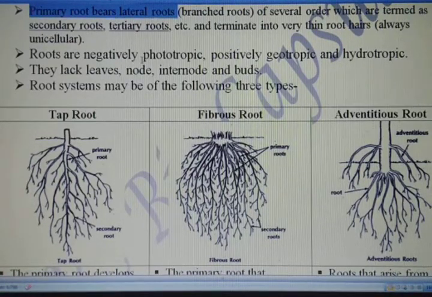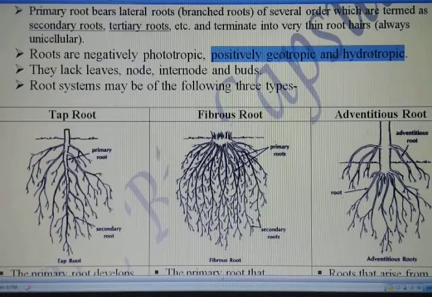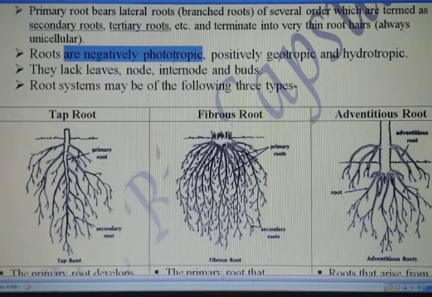So if the root is going towards the gravity and towards the water, then it will be called positively geotropic and hydrotropic. Means positively geotropic and positively hydrotropic. Whereas when we talk about phototropism, the root is negatively phototropic.